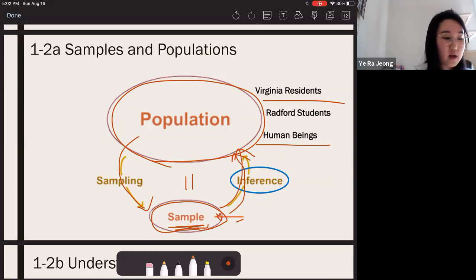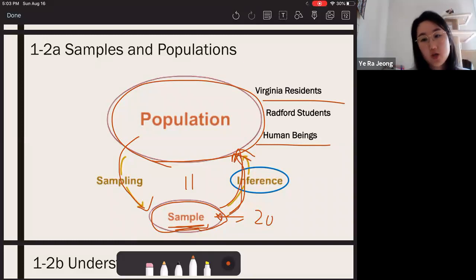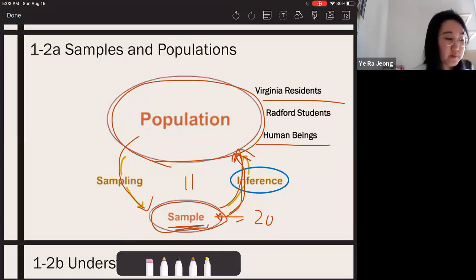I find that my 20 psych major students are all conscientious. Then that must generalize to the population, so it must be that all psych majors at Radford are conscientious. That's the process of making an inference.